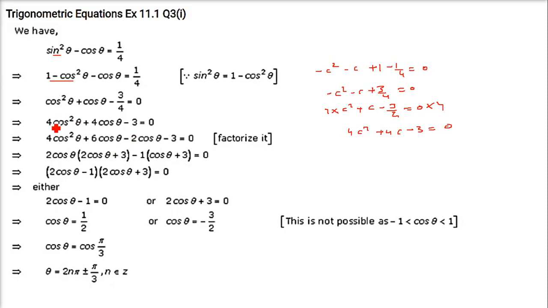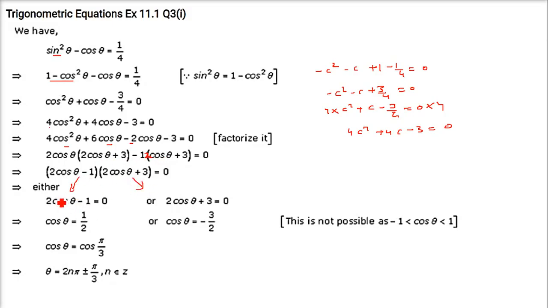So we have 4 times 3 is 12. So we can put it as 6 and 2 to get 4. So 4 cos square theta plus 6 cos theta minus 2 cos theta minus 3 equal to 0. From here take 2 cos theta common from these two. What do you get? 2 cos theta plus 3. From here take minus 1 common. You get cos theta plus, this is 2 cos theta plus 3. So you get 2 cos theta minus 1 and 2 cos theta plus 3. So either this is 0 or that is 0.